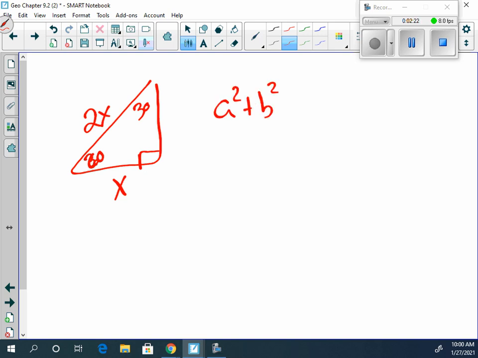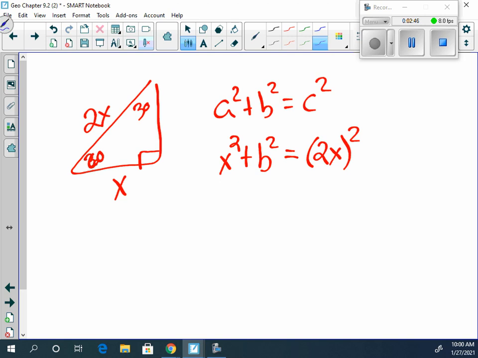a squared plus b squared equals c squared. Well, a squared, we'll just call it x squared. We don't know the other side, but we know that the hypotenuse is 2x squared. Now, if we square these, x squared is still just x squared. 2x squared, 2 squared, 2 times 2 would give me 4, and then we have x squared.